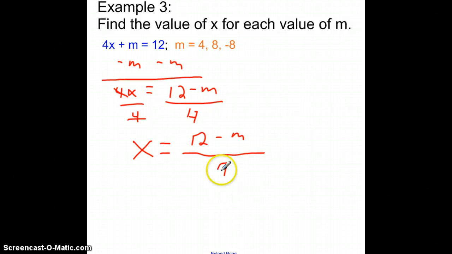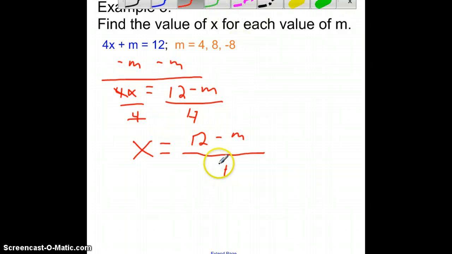Now be careful. The 4 and the 12 cannot reduce in this format here. You'd have to reduce 12 by 4, and you'd have to reduce m by 4. This is probably the best way to leave it as for now.